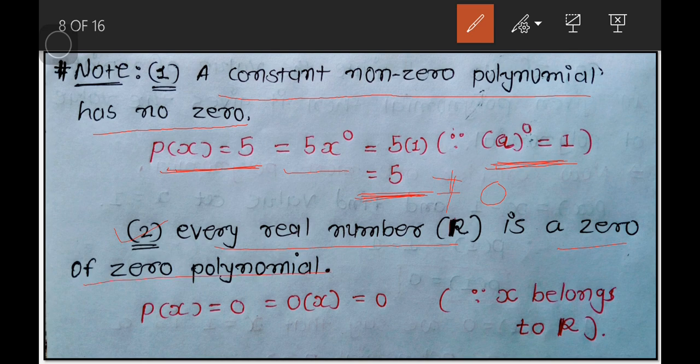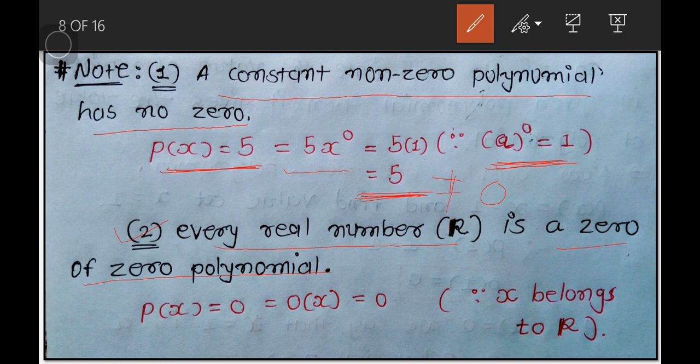The second thing to note here: every real number is a zero of the zero polynomial. What are real numbers? Whole numbers, natural numbers, irrational numbers, all these numbers belong to the real numbers. If you put any real number in the zero polynomial, then every real number is a zero of the zero polynomial.